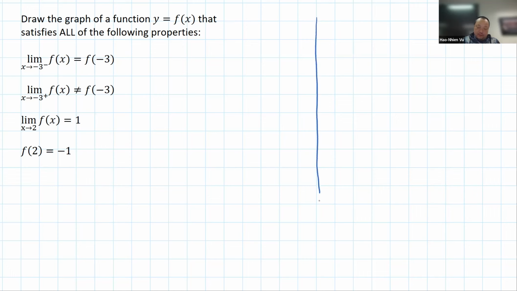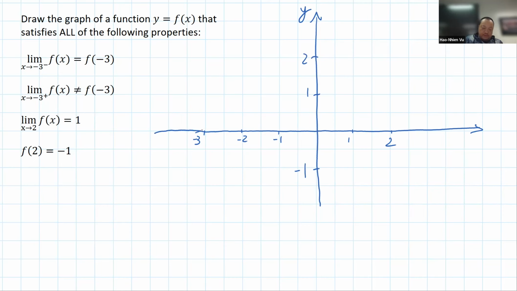All right, let's draw ourselves the x and y axes. And it looks like we need to go as far left as -3 and as far right as +2. And vertically, we need at least y equals 1 for the third condition, and at least y equals -1 for the fourth condition. First, let's deal with what's happening at -3.